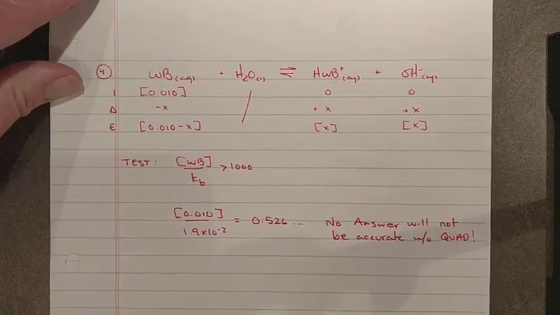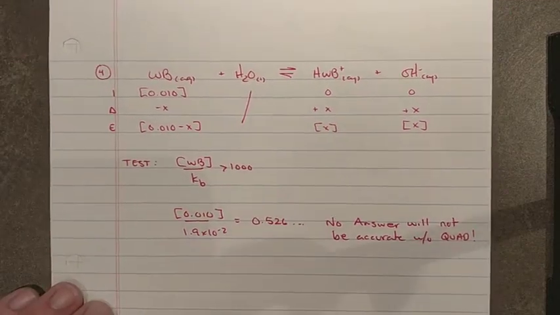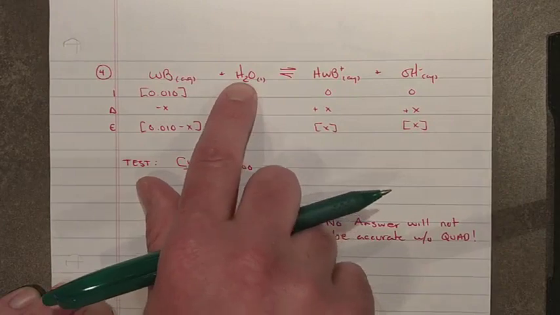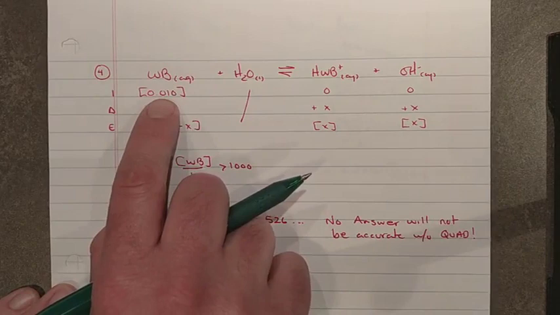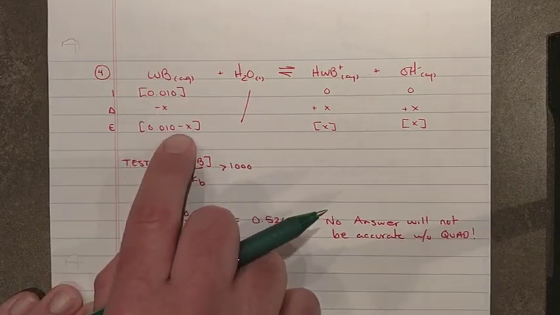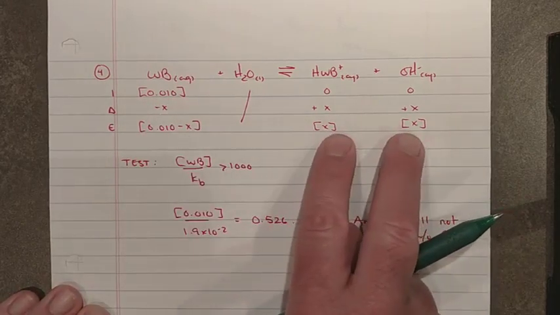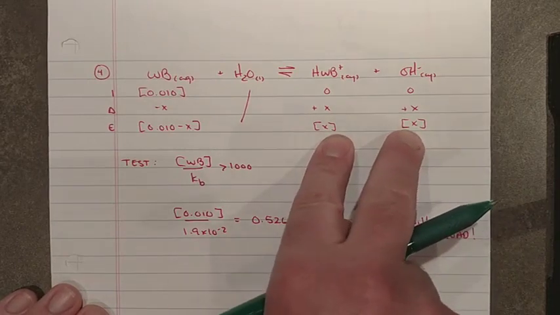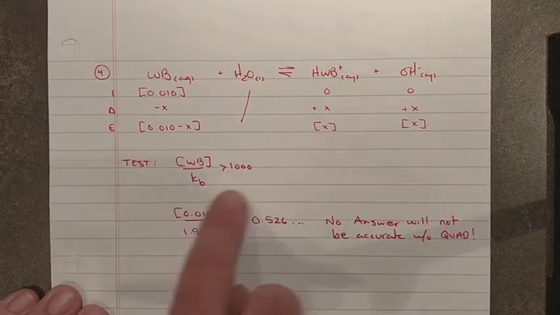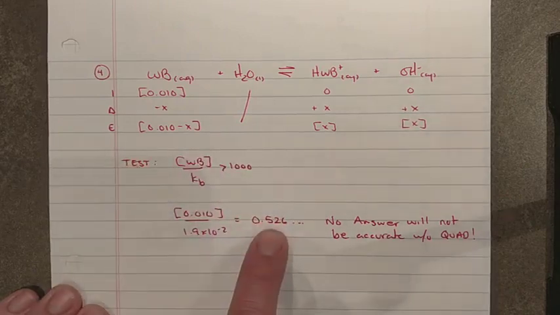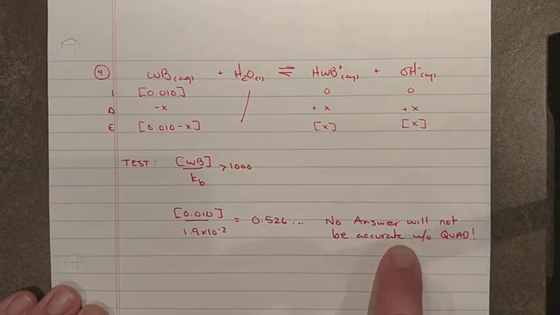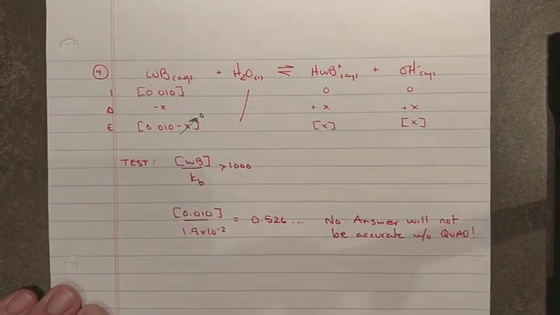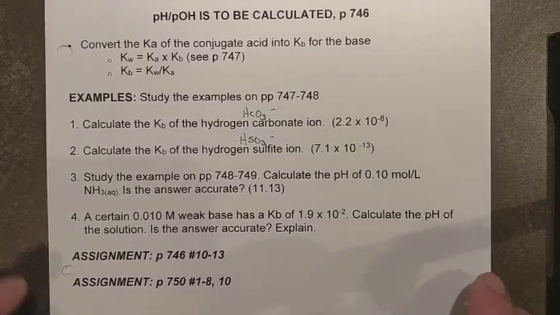We're not really looking at it at home learning like this, but here you have your weak base, water, your conjugate acid, and hydroxide. We have a fairly small concentration for the base. Minus x would be my change at equilibrium, plus x would be my change for the products. I do a quick test to see if it passes the rule of 1,000, and I find out that it is definitely not greater than 1,000. So the answer could not be accurate if I was to ignore x. All right, there you go. That's the remaining example that we had.